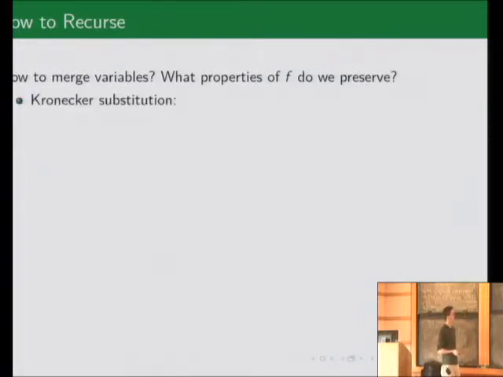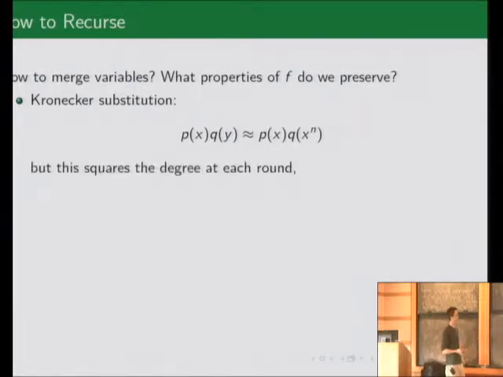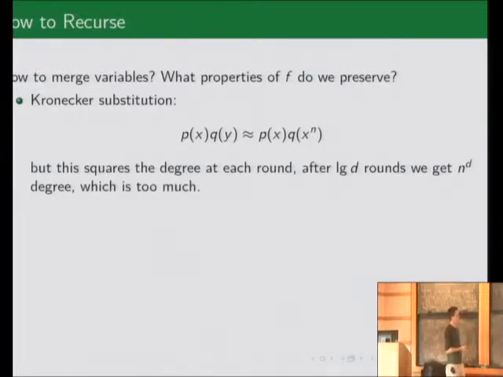The first idea is to use Kronecker substitution, which says that if you have low-degree functions, and I'm using small letters to say these are just polynomials, capital letters will be matrices, and if these are degree n, then you can replace y with x to the n, and everything's the same. In particular there's a bijection between the monomials, so we have merged variables. But what's wrong is that this squares the degree. We went from degree n in each of these variables to degree n squared, and after log d rounds we get degree n to the d, which is way too much. In some sense you would expect this because we haven't used anything about the fact that this is computed by a small ABP.